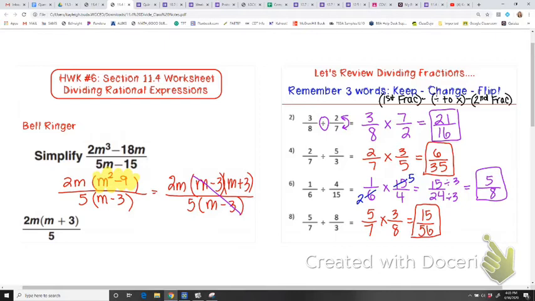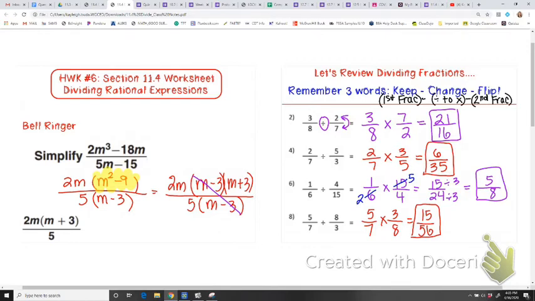The m squared minus 9, I have that highlighted because it's a difference of squares. So that factors into m minus 3 and m plus 3. So then you can see the numerator and denominator both have an m minus 3 factor that can divide out. So the final answer here is 2m, m plus 3 in parentheses, all over a 5.